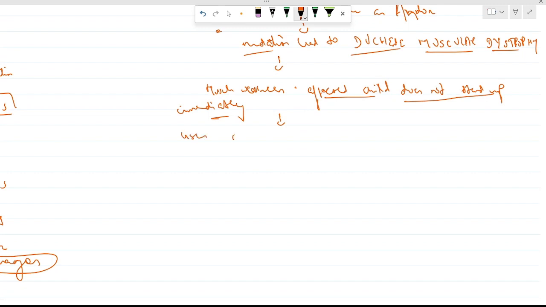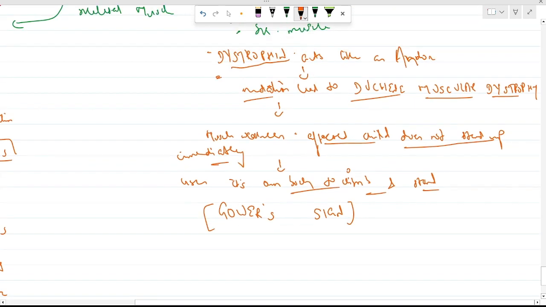It uses its own body to climb and stand. This is commonly called Gower's sign. When we test the patients with this Duchenne muscular dystrophy, these two important features are seen. It does not stand up immediately, and it uses its own body to climb and stand. This sign is called Gower's sign.